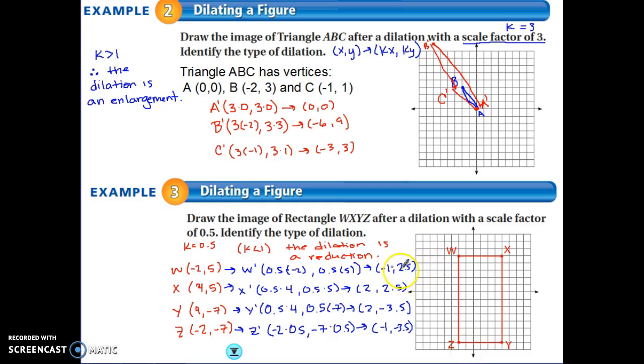Graphing these, my new figure will look as follows. So this rectangle W'X'Y'Z' is my image of the original rectangle WXYZ.